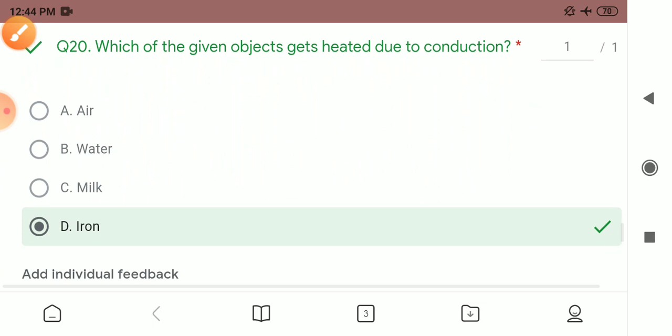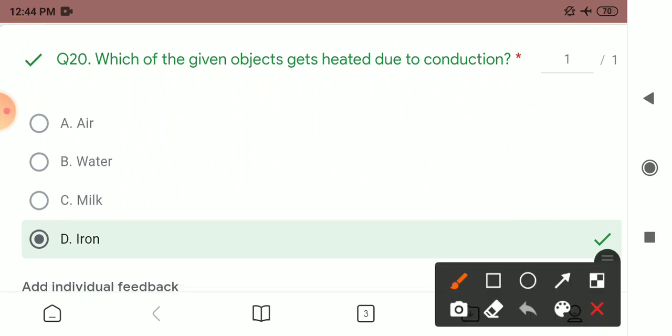Next, 20th number. Which of the given objects gets heated due to conduction? The options are air, water, milk, or iron. So here your answer is option D, that is iron. As we had studied, in solid objects the transfer of heat takes place by the mode of conduction. So here the answer is option D, that is iron. Iron gets heated due to the mode of conduction.